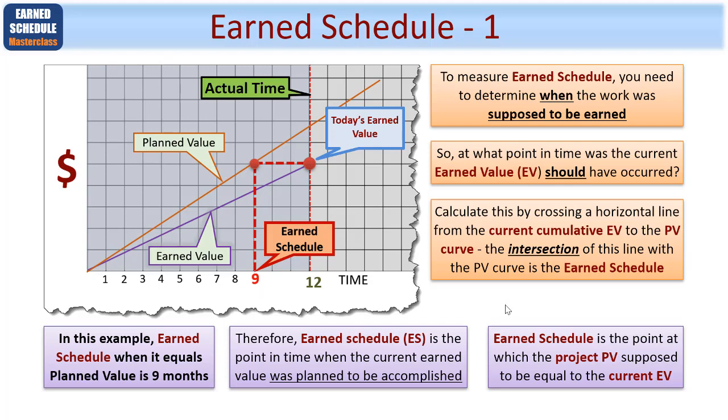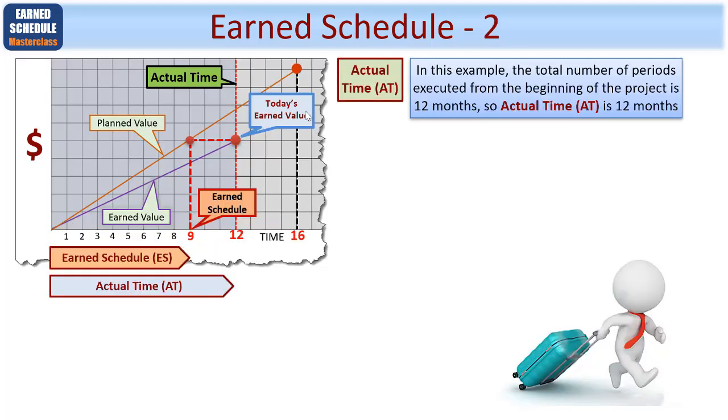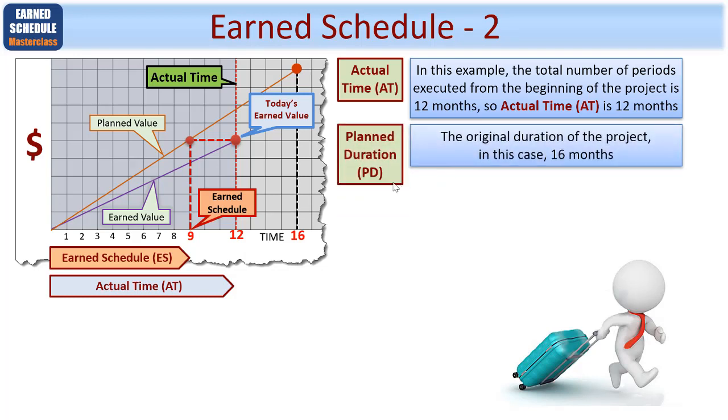So let's now start to look at some of our new metrics, starting off with actual time, or AT. In this example, the total number of periods executed from the beginning of the project is 12 months. Let's imagine these are months. So the actual time in this example would be 12 months. Let's look at the planned duration, PD, another metric which we'll need for earned schedule. This is the original duration of the project, in this case 16 months.